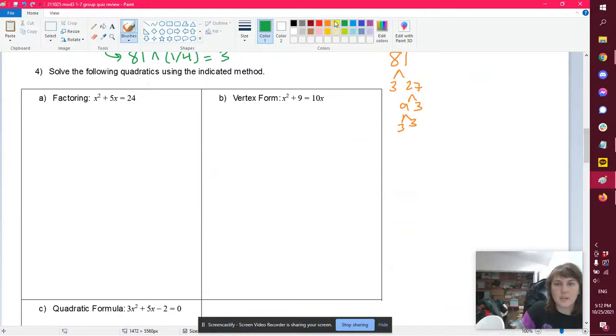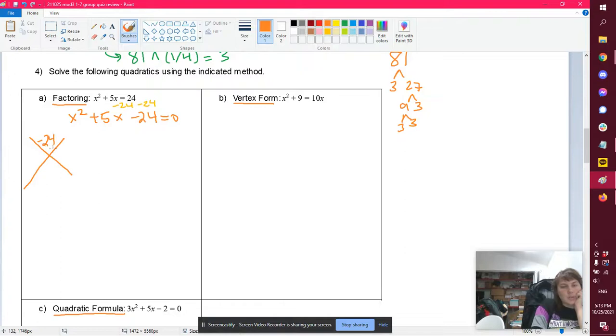Solve the following quadratics using the indicated method. Let's factor, let's use the vertex form, and then let's use the quadratic formula. Factoring, the first step on factoring. Your notes should say rewrite so that we're in standard form and equal to 0. What that means is we want to come by here and subtract 24 from both sides so that we can look at our problem like we usually look at it. Now we want to multiply to negative 24 and add to 5. The way to do that is 8 and 3, where this is negative.